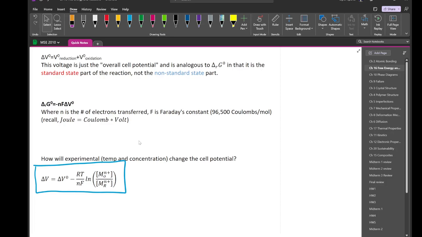Reduction half cell, oxidation half cell. You had to combine those and make sure that the electrons are balanced. This is that number of balanced electrons. F is Faraday's constant, 96,500 coulombs per mole. Natural log of, this is the concentration, that's what the square brackets mean, the concentration of your oxidized species raised to whatever the, I haven't written it here, but you have to raise it to the number of moles.